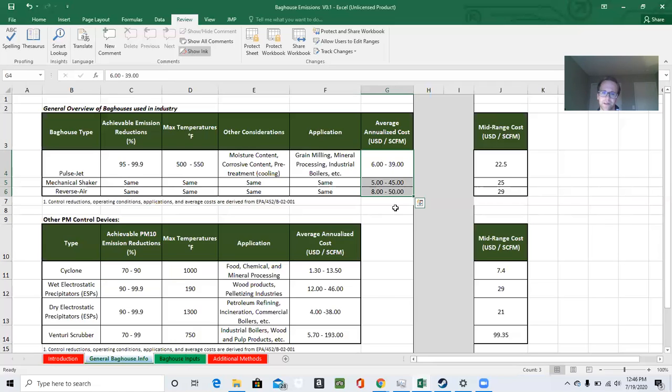So why would we consider using them? If you look at it, cyclones are much cheaper, right? The maximum general cost in dollars per standard cubic foot per minute is $13.5. That's fairly cheap compared with your pulse jet baghouse that can be as high as $39 per standard cubic feet per minute. So why would we use them?